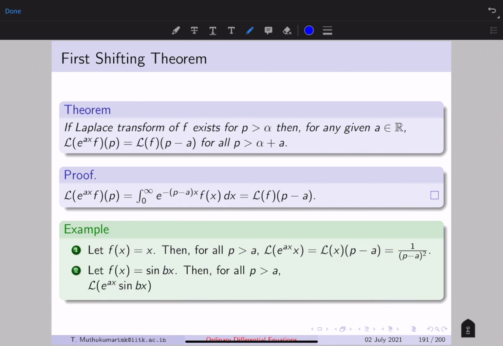Okay, so one more example. We have already computed in the previous lecture the Laplace transform of sine. Now let's compute the Laplace transform of sine multiplied by e power ax, which by this theorem which we have shown above is the Laplace transform of sine where the argument is shifted by a, so it is p minus a. We already saw that the Laplace transform of sine bx was b over p square plus b square. Now in this case the p is p minus a, so it's b over (p minus a) square plus b square.